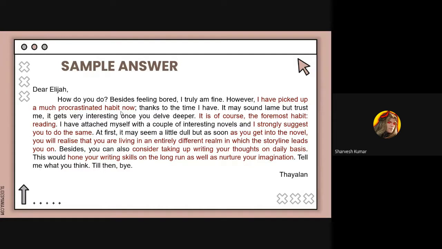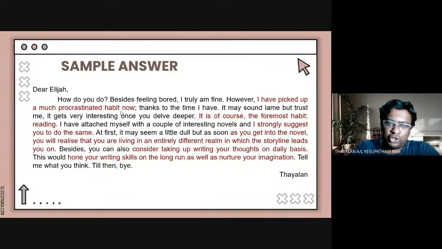I've attached myself with a couple of interesting novels, and I strongly suggest you to do the same. Strongly suggest you to do the same, which means this is your recommendation as to what your cousin can do to kill his or her time. So this is what you are suggesting. That is your advice, your suggestion.